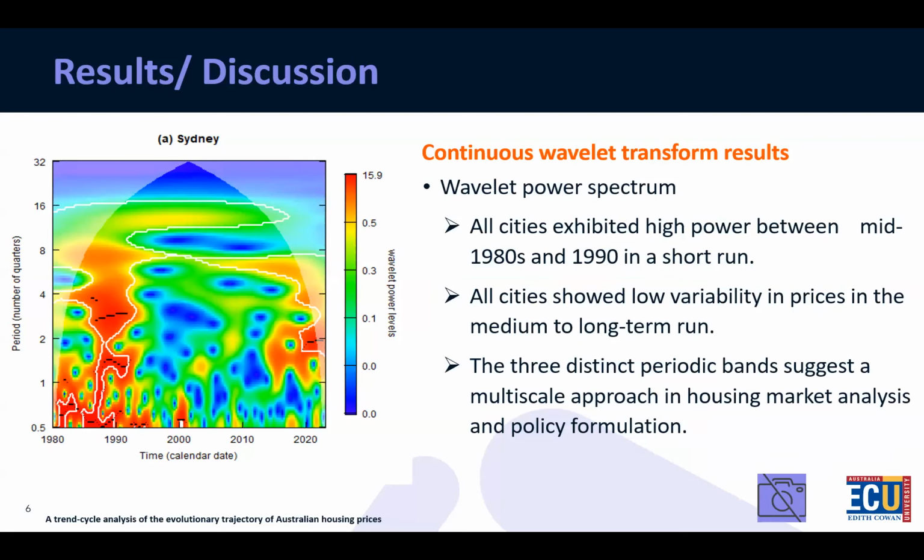And in the short run, that's corresponding to scales up to 4 quarters. And this development reflected the major housing cycle in the late 80s, which peaked in 1989. We also observed that these cities exhibited lower variability in prices in the long run. That is corresponding to scales from 8 to 32 quarters. And this shows that prices over a long period were relatively stable.